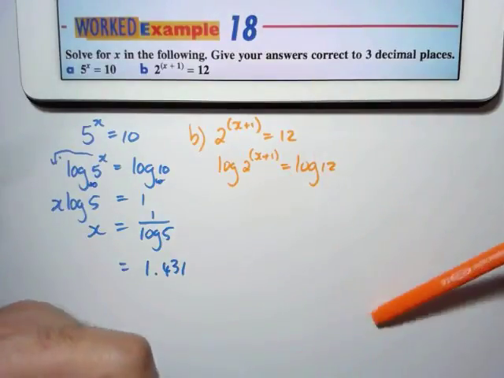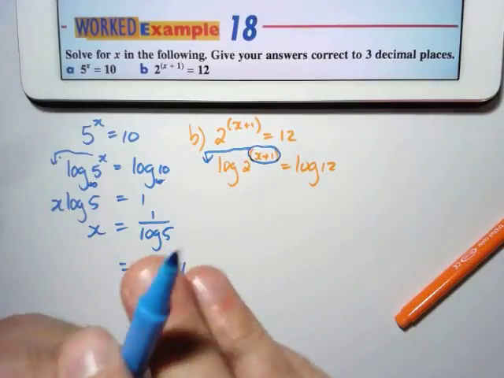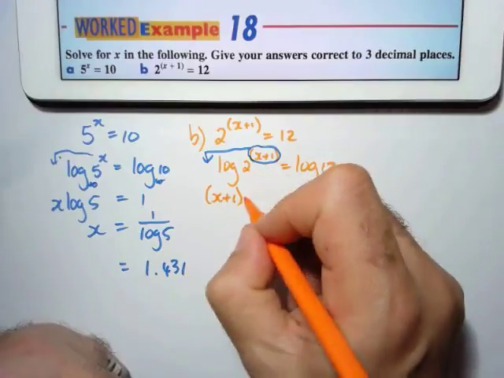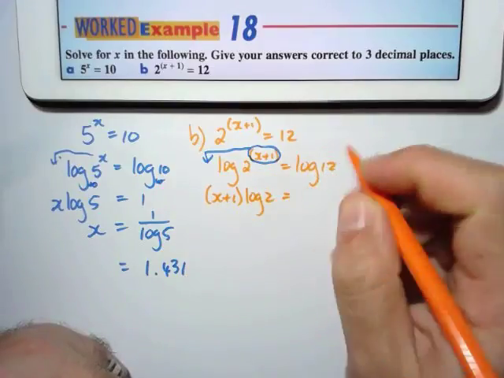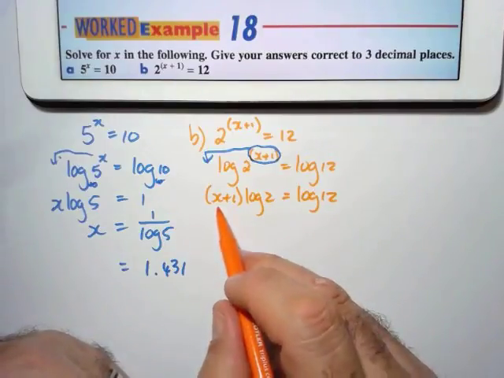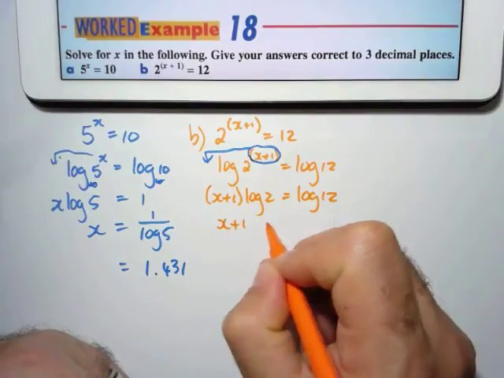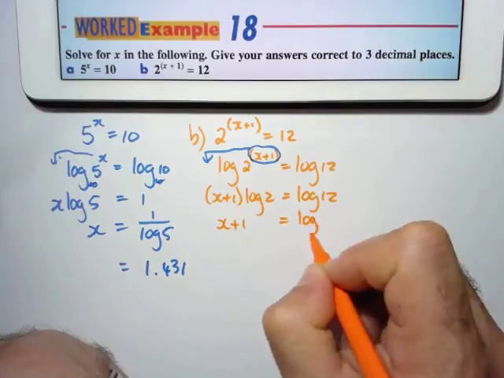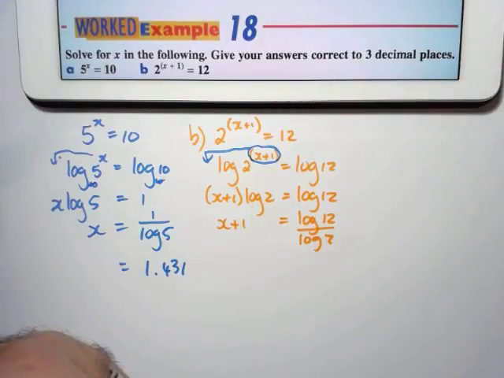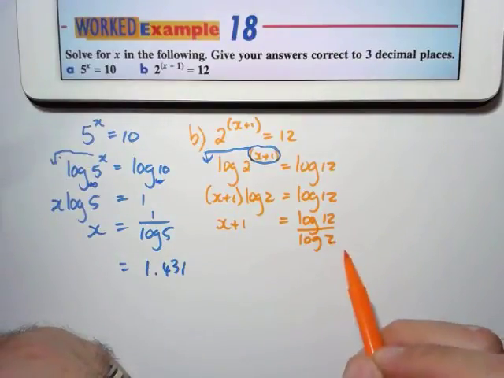Now I'm going to take the x plus 1. This x plus 1, I'm going to take that to the front according to my log laws. So it becomes x plus 1. I use a bracket. That's what they made for. Log 12. I am now going to divide by log 2. So it's going to be x plus 1 equals log 12 divided by log 2, because I divide by log 2 on both sides.